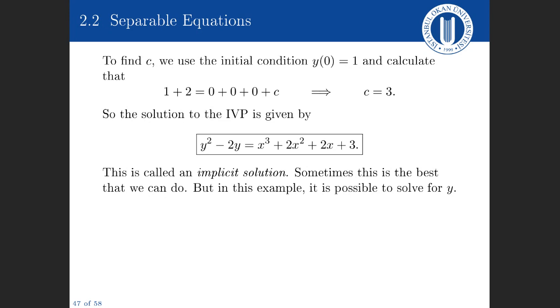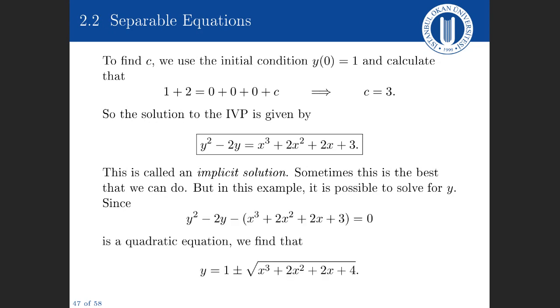In this example, it's possible to solve this for y, because I can write it like this and see that this is a quadratic equation for y. Using our formula to solve a quadratic equation, y must be 1 plus or minus the square root of x cubed plus 2x squared plus 2x plus 4.